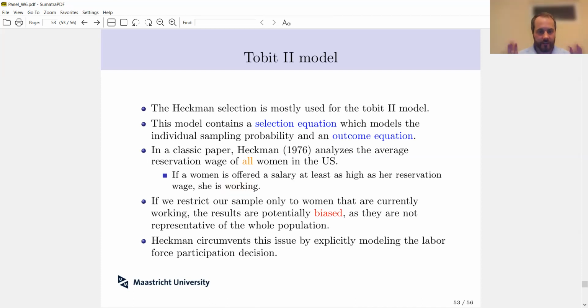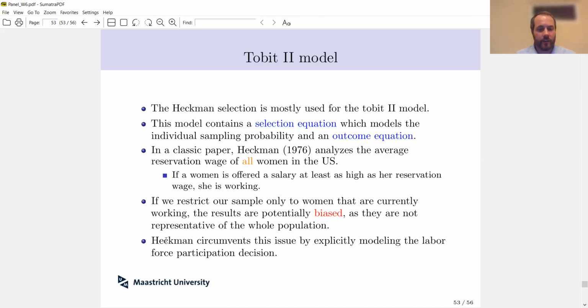Okay, now let's be clear about a certain point. Our sample only has women that are currently working. So you only observe wages for people that are actually working. And you cannot simply say the wage for everyone else is just zero. This will bias your estimates, as we just saw, right?